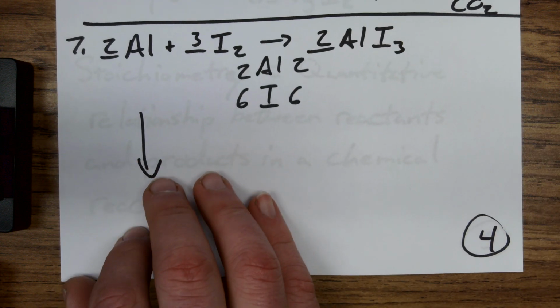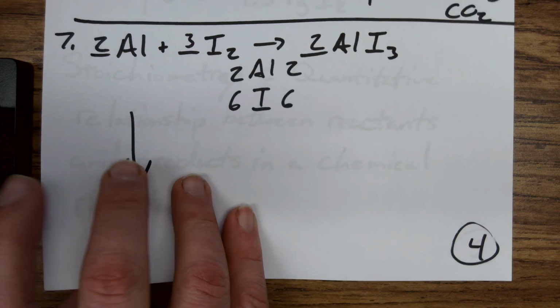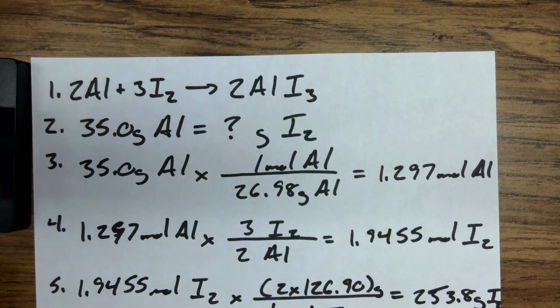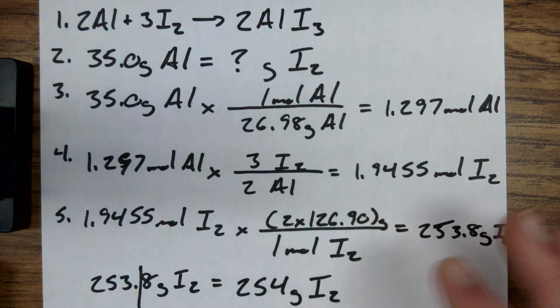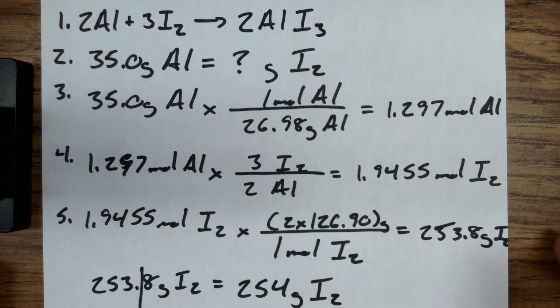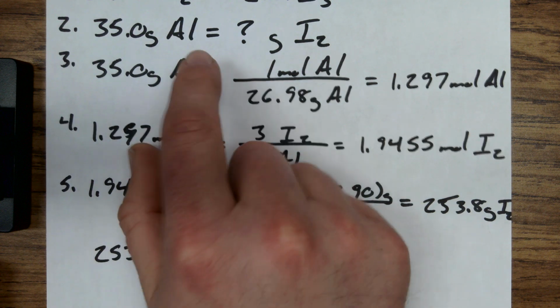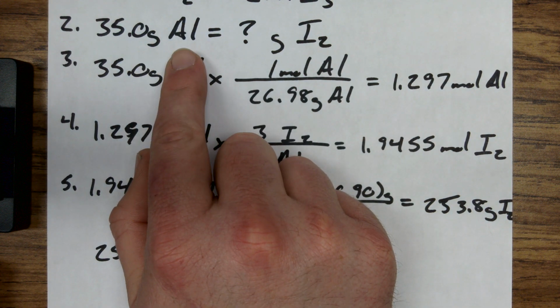Step 7, that's another one we had to balance. So I have my balancing process. And lastly, my steps to convert it. All the way to needing 254 grams of iodine gas in order to react with 35 grams of aluminum.